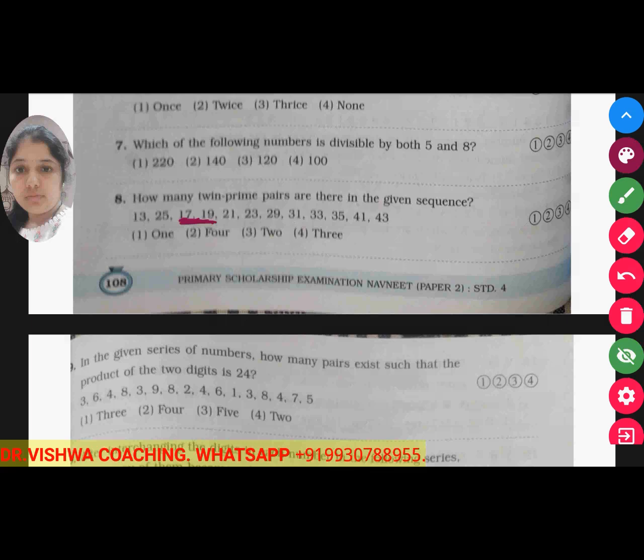29 is a prime number, but they are co-prime, not twin prime, because there is a difference of 6 between them. 31 and 33, again 33 is not a prime number. Then 41, 43 both are prime numbers and they are twin primes. So 2 times in the series twin primes occur. Okay, so the correct option is option number 3.